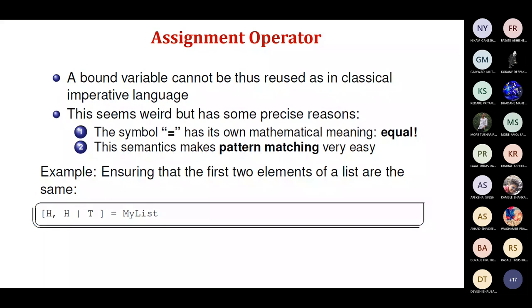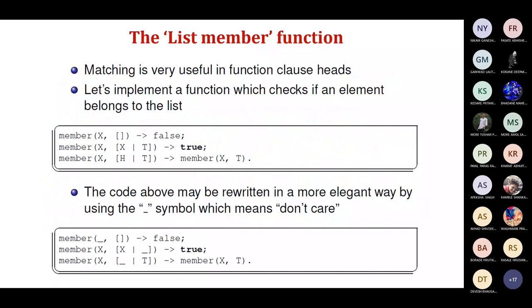The reason for this is that the equal symbol has its own mathematical meaning, that is, equal to, and this semantic makes pattern matching very easy. So basically, equal to is generally used for pattern matching. Now suppose, for example, you want to ensure that the first two elements of the list are the same. How do you ensure this? H, comma, H or T, equal to my list. So the first element and this first element are the same. So how do we ensure that they are equal? We are making use of this assignment operator.